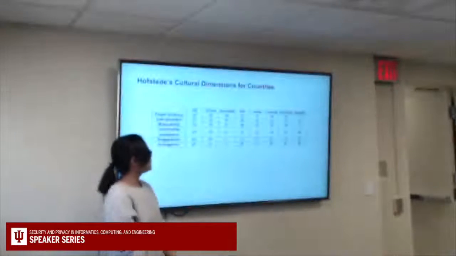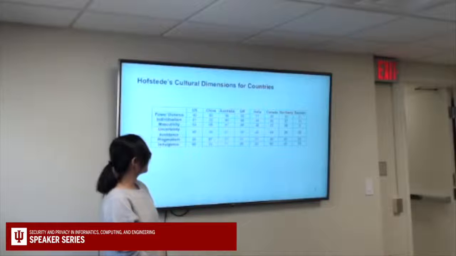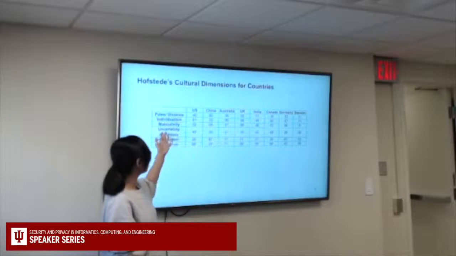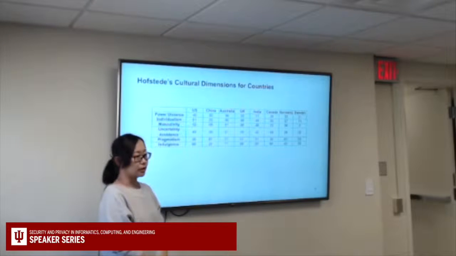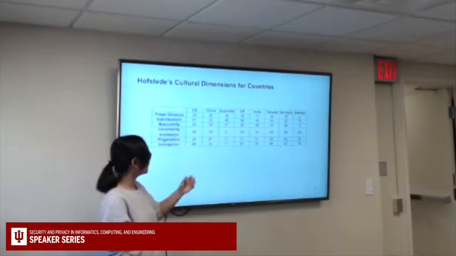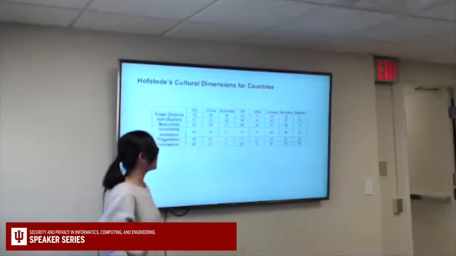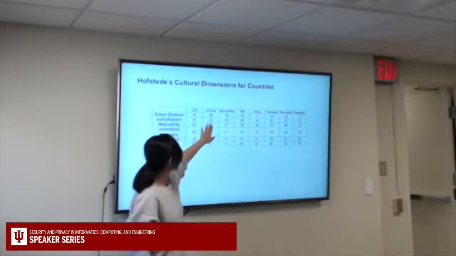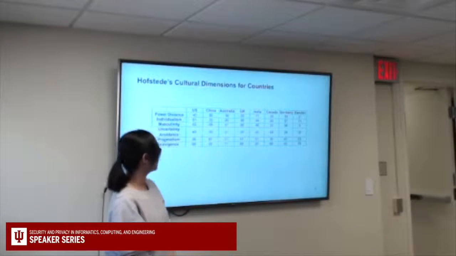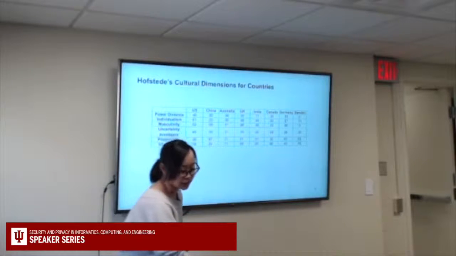And we also use Hofstede's culture framework. Hofstede's culture framework has 6 dimensions to measure the culture: power distance, individualism, masculinity, uncertainty avoidance, pragmatism, and indulgence. And we took the country score for each of our 8 countries, like the US scores 91 on individualism, and China scores 20, which is a more collective country.